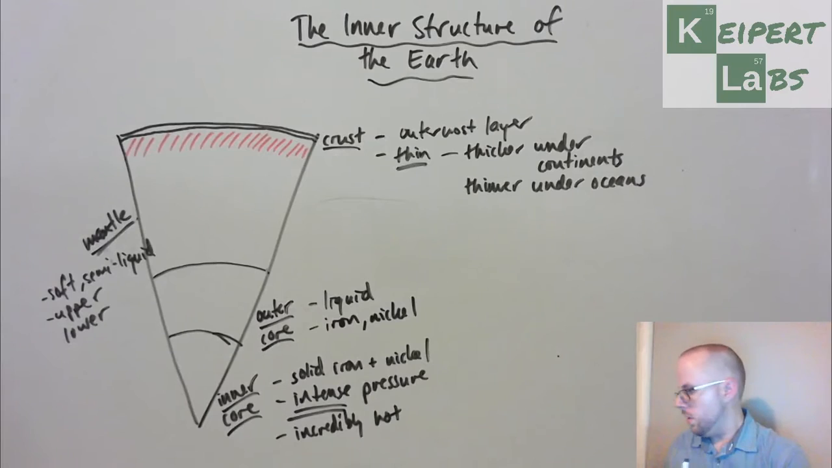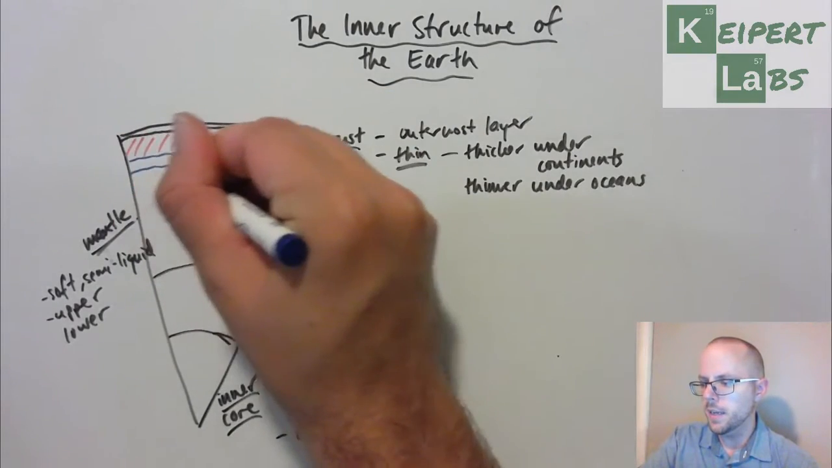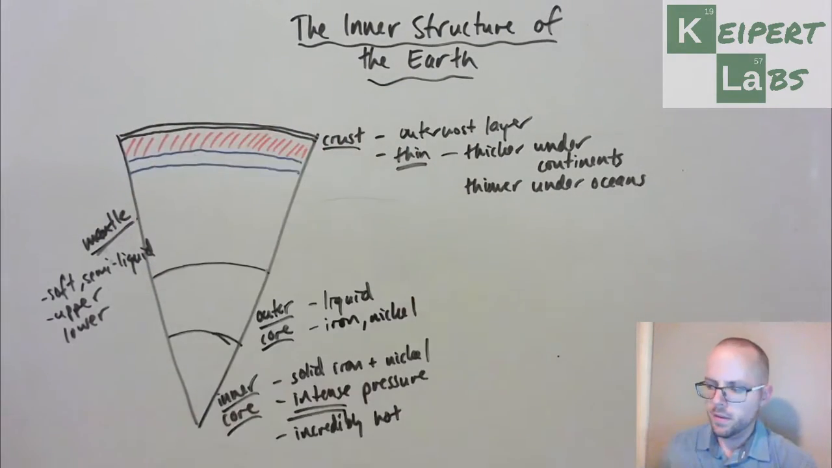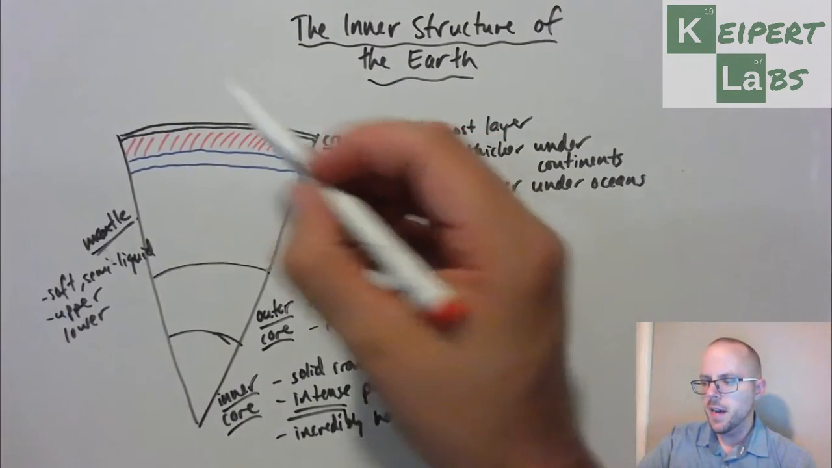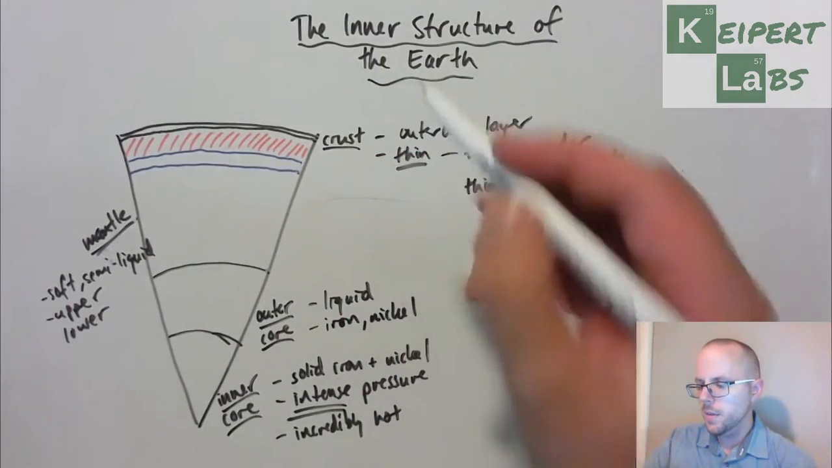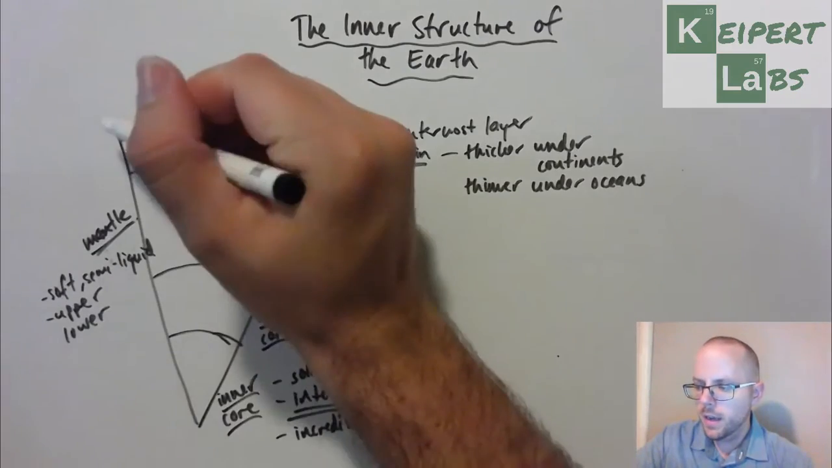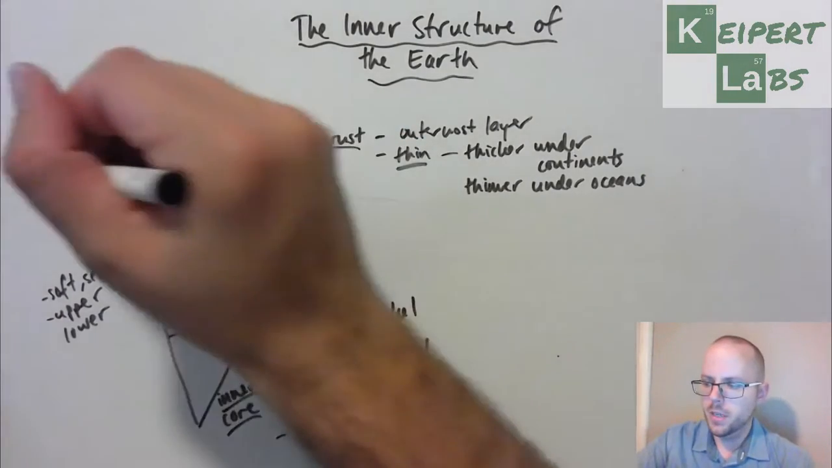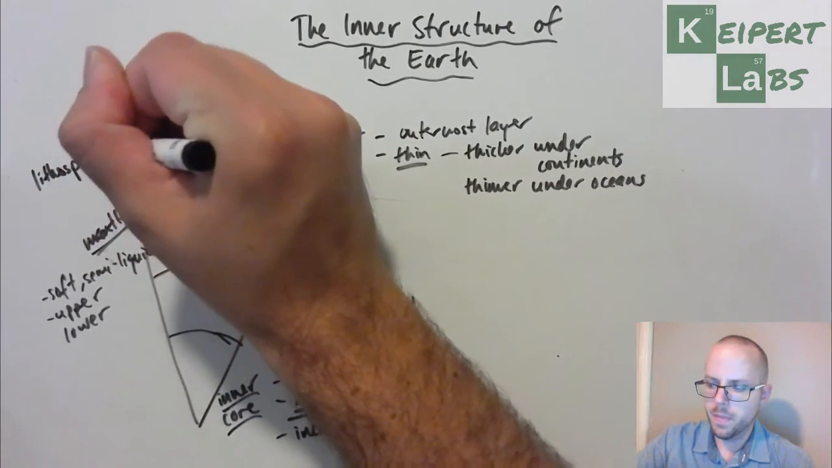Okay, and then what I'm also going to do is show this bluish layer here, to add in some extra details. So this is our upper mantle, and what happens is that the crust and this part of the upper mantle is what we refer to as the lithosphere.